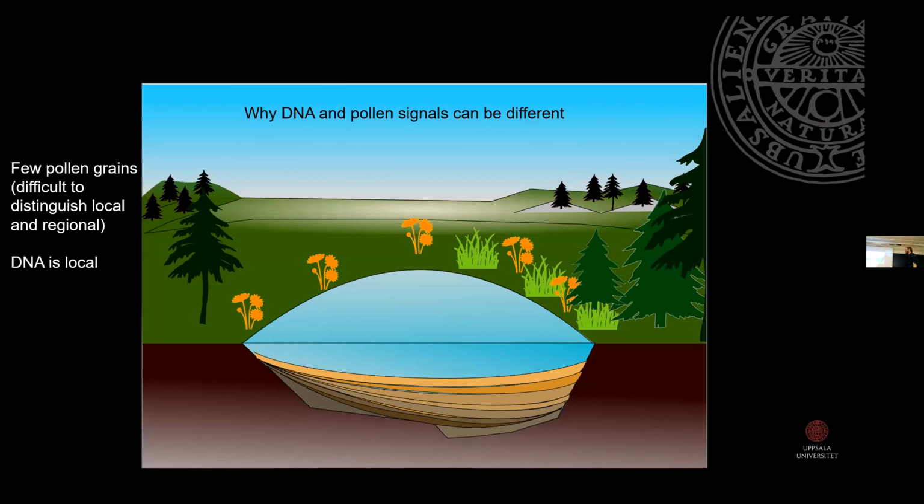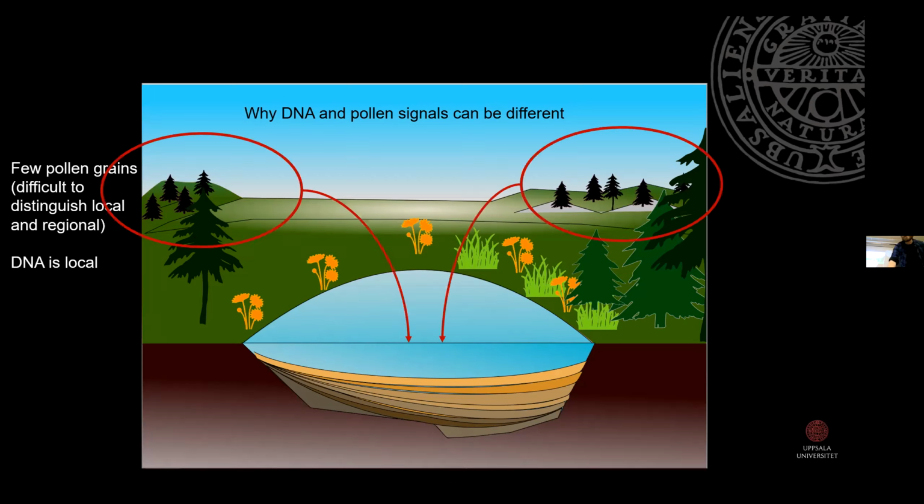So to illustrate the point again with the lake from the beginning, when we find pollen from spruce, it might actually come from the regional signal, from trees that are quite far away from the lake. It's difficult to say, if you find a few pollen grains, whether they come from these background trees or from trees in the catchment. But when we find DNA, we're pretty sure that they come from trees in the catchment. So we can more certainly say whether spruce is present locally rather than regionally.